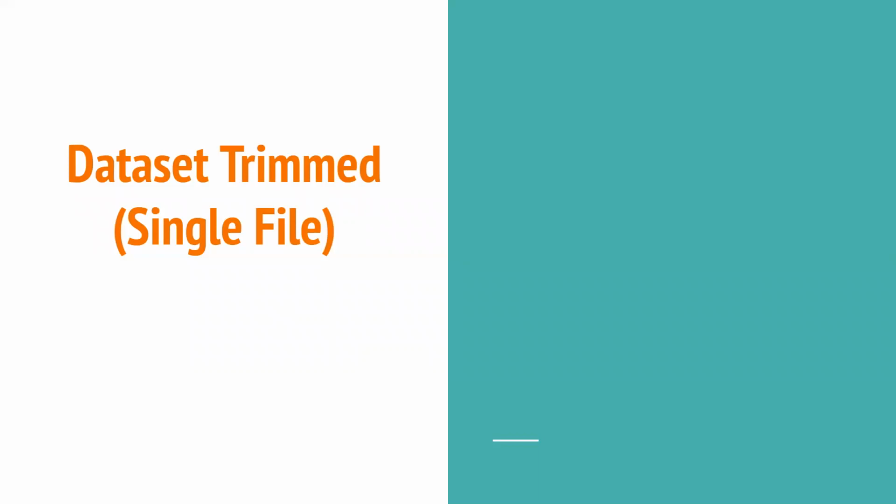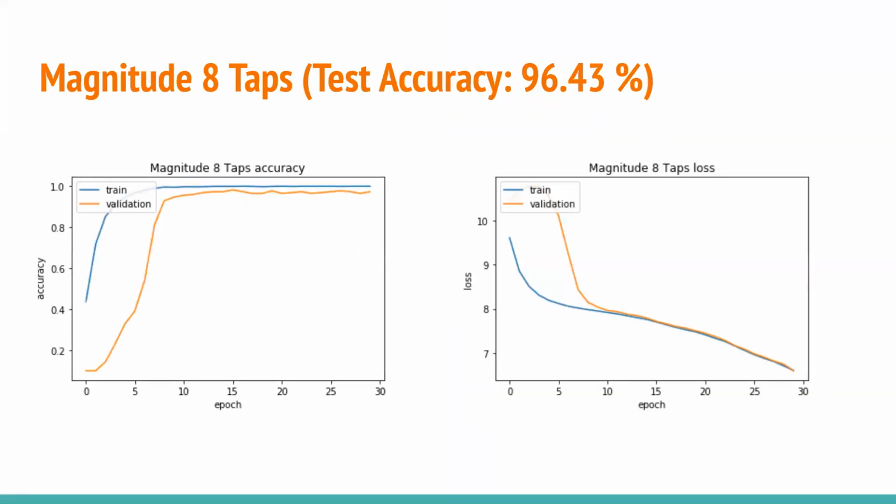So setting 1, trimmed dataset from a single file. Remember that it has data of only 9 persons. The first experiment is magnitude 8 tabs, of which we got a test accuracy of 96.43%. So here you can see the accuracy and loss plots, and they converge fairly easily.